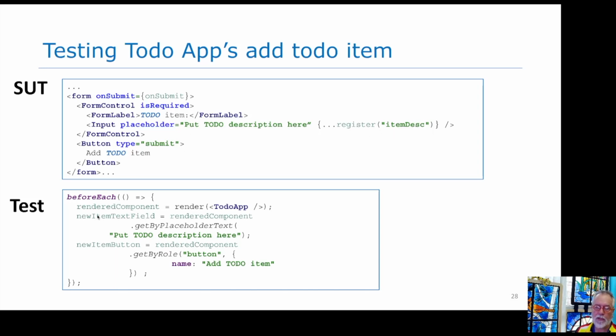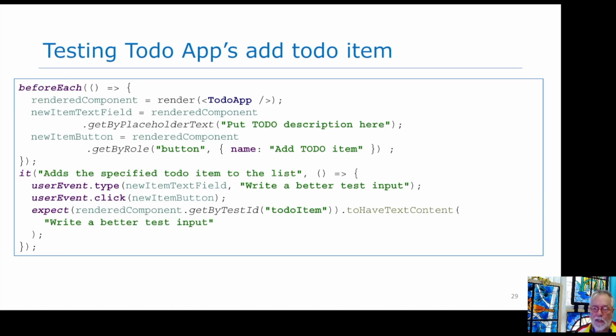So basically what we're going to do down here is render the to-do app. We're going to get by placeholder "put to-do description here." And then we're also going to get by role the button named "add to-do item." So my new item text field looks like this, and my new item button is this. At this point, I've found the place where I put data into, and I've found the button that I'm going to click to add that data.